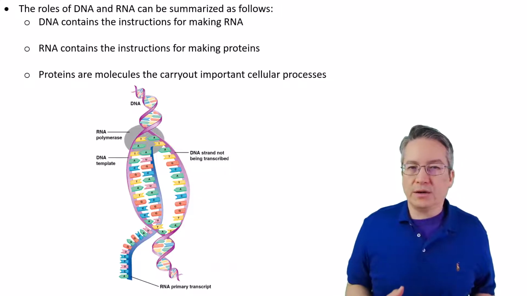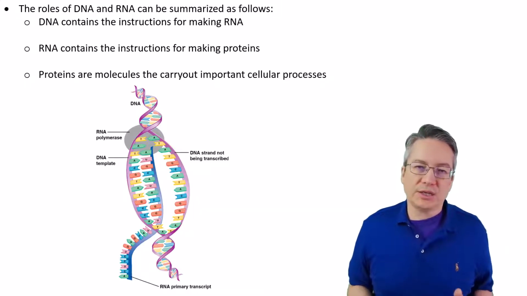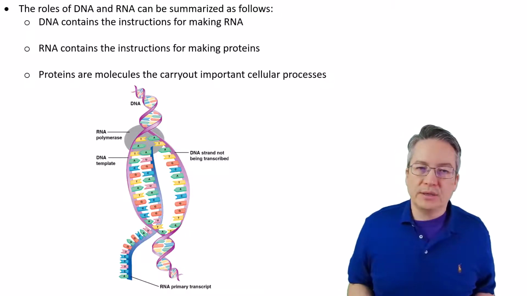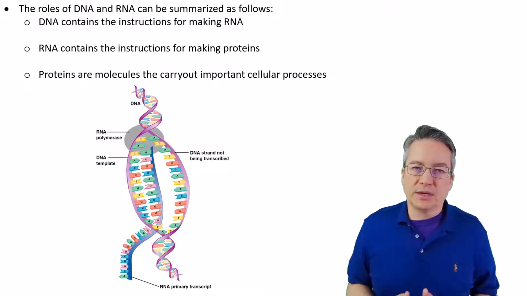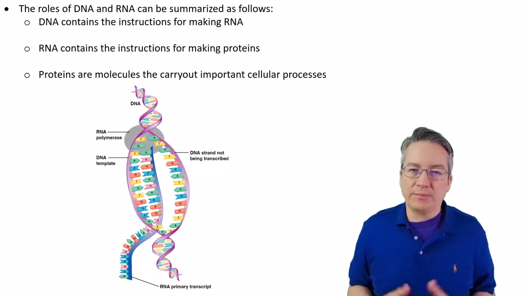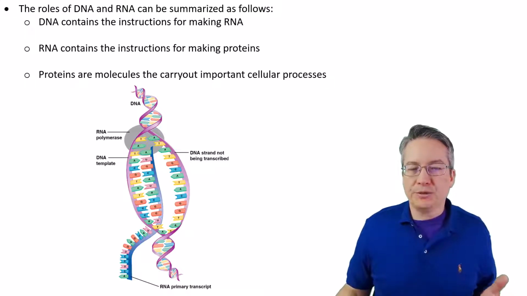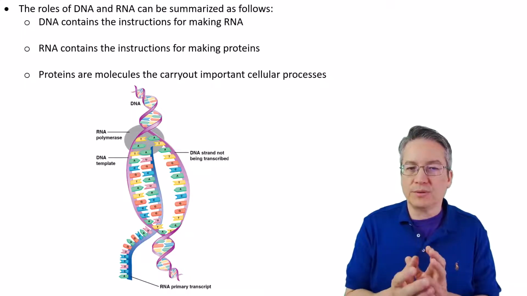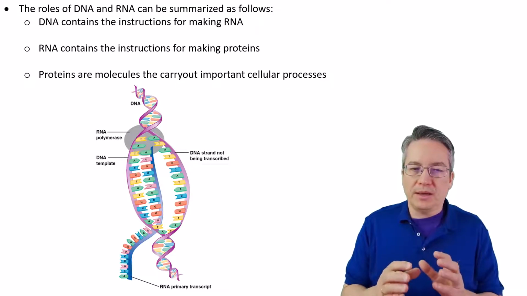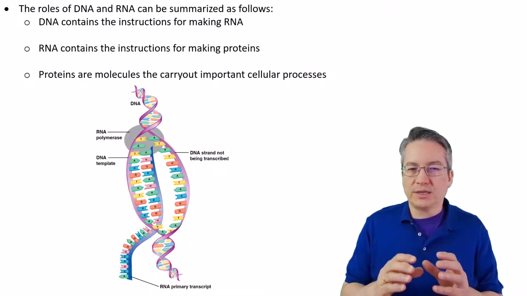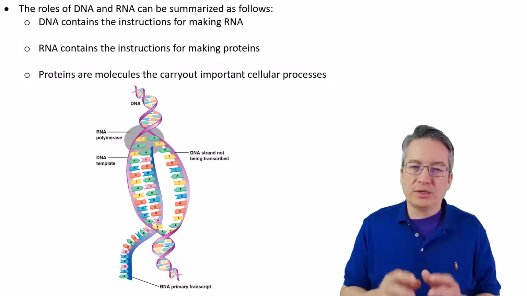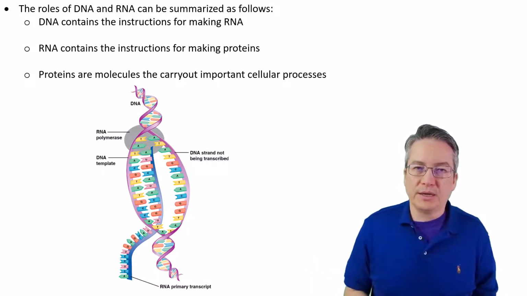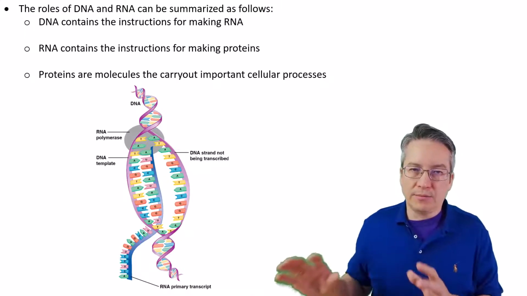The roles of DNA and RNA can be summarized as follows. DNA contains the instructions for making RNA. RNA contains the instructions for making proteins. And as we've discussed in previous videos, proteins are molecules that carry out important cellular processes. Here in this picture, you can see a DNA molecule. It has this double helical structure, and it's actually been opened up in the middle, and there's an enzyme called RNA polymerase, and it's making a complementary strand of RNA. That strand of RNA will leave the cell nucleus and will be used to make protein out in the rest of the cell.